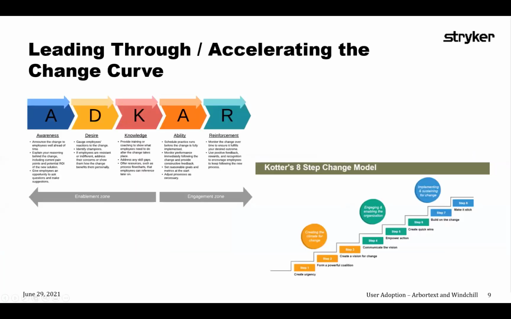Much like the Kubler-Ross model shows us how people process change, there are models for leading people through change. Some popular examples are the ADKAR model and John Kotter's 8-step change model. The ADKAR model works by creating awareness, building desire, sharing knowledge, fostering ability, and reinforcing the change.